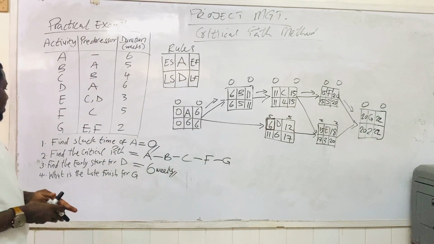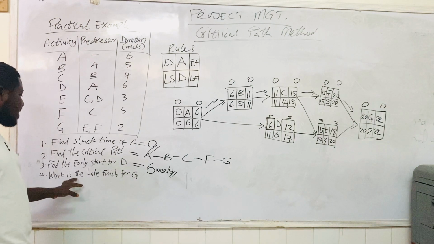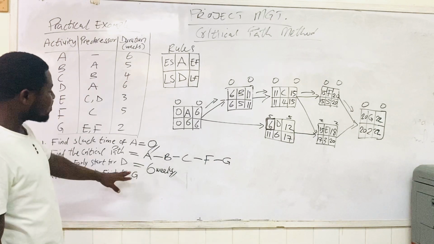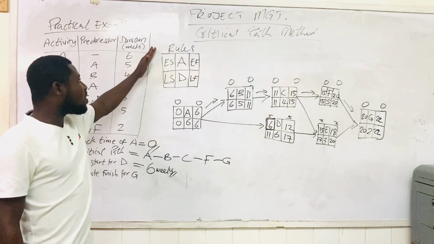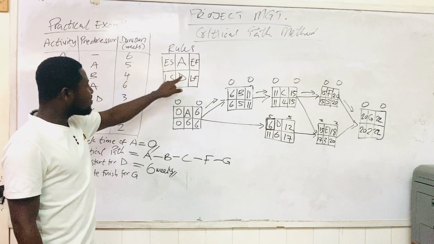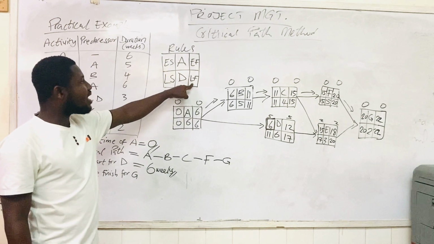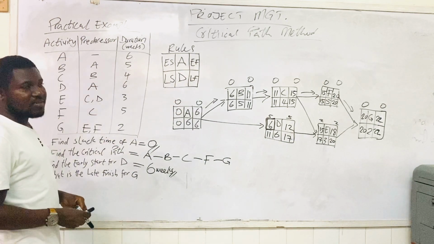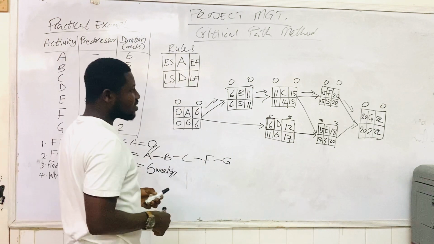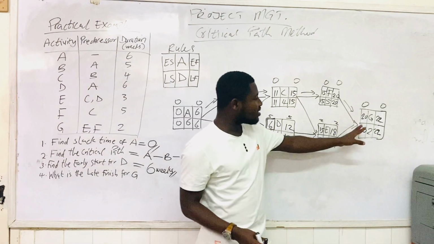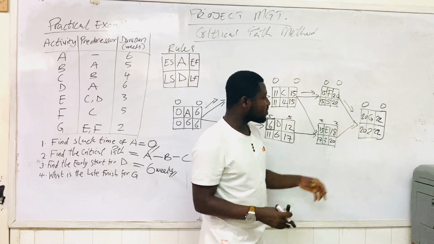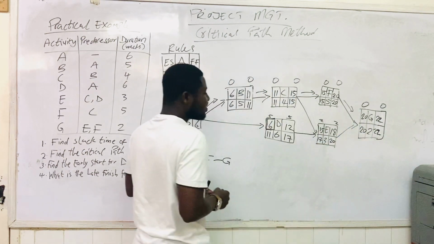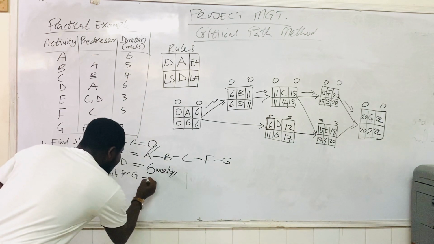Nicely. Then the next question is asking us to find the late finish time for activity G. Now, still coming back to our rule, the late finish time is located at the right side below the early finish time. And so when you go to the box or the node of activity G, you can see that the late finish time for activity G is also 22 weeks.